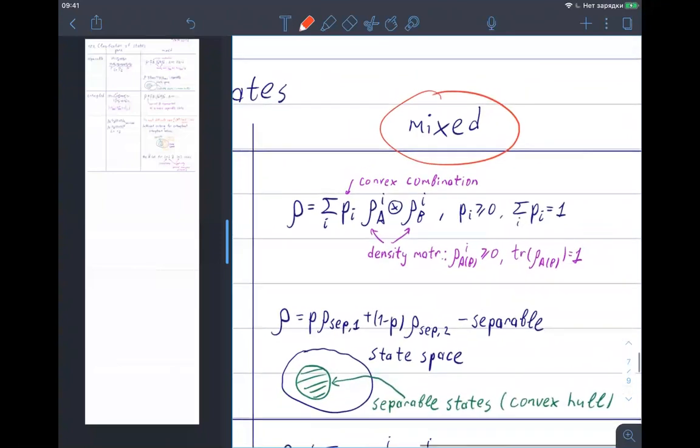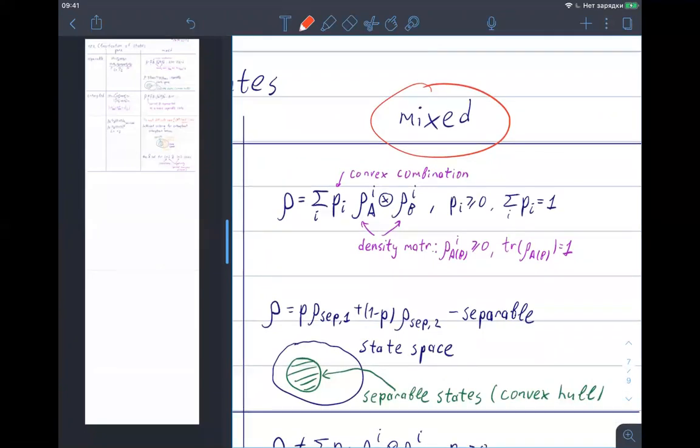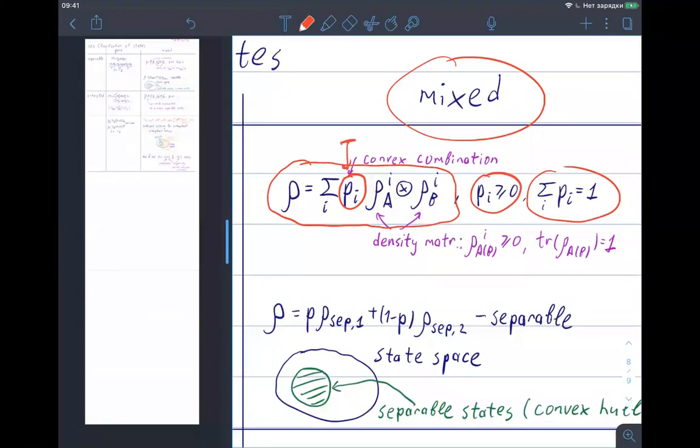The third option is a mixed state but separable. It's a bit more sophisticated. The mixed separable state is a state which can be obtained as a sum of these terms. Here I have these coefficients p_i. They are like weight coefficients, so they are just probabilities. We have some probabilities which sum to 1 and which are greater than 0. And for each of these probabilities, I construct a state which is factorizable.